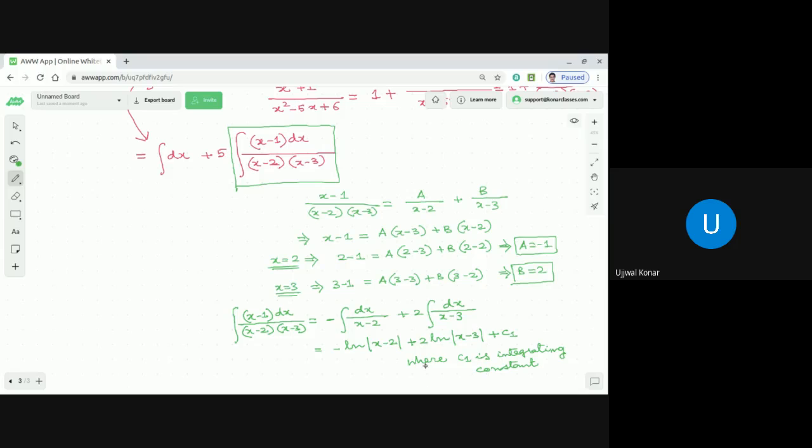Now you can apply that value here. So what are we going to get? Integration of dx is x. It is just multiplied by 5, so minus 5 ln of mod (x minus 2) plus 10, I'm sorry, 10 into ln of mod (x minus 3) plus 1 integrating constant C, that is equal to 5 into C1 plus the integrating constant by integrating dx. That is the final result.